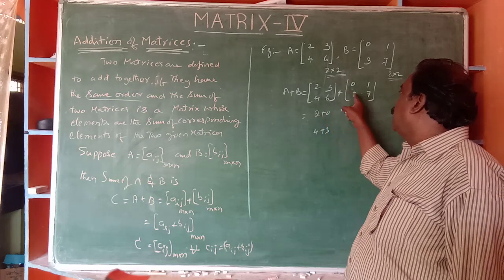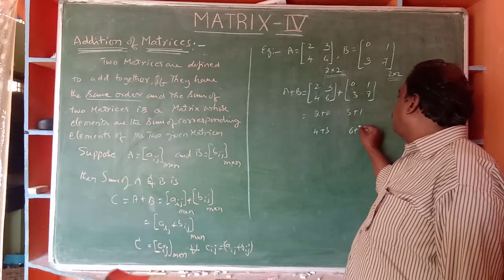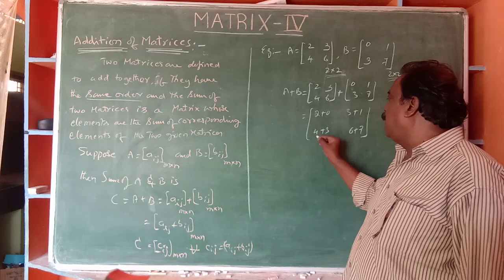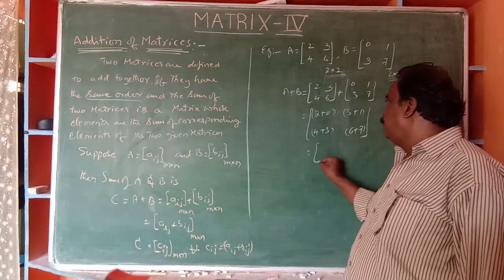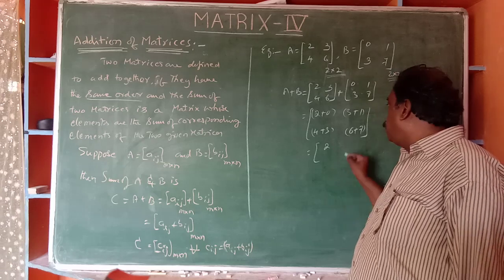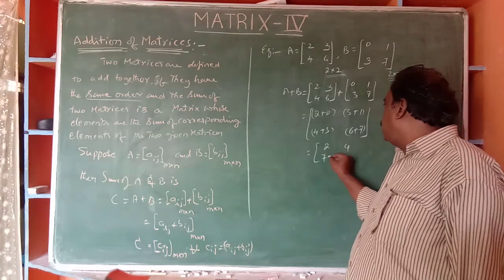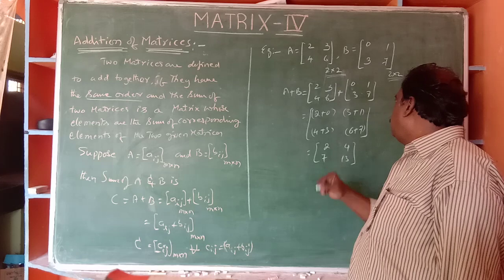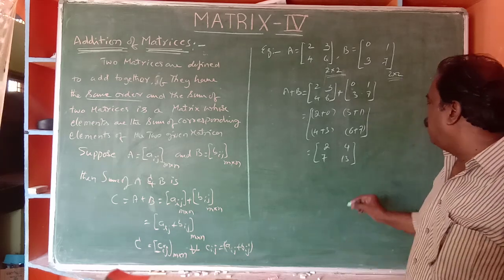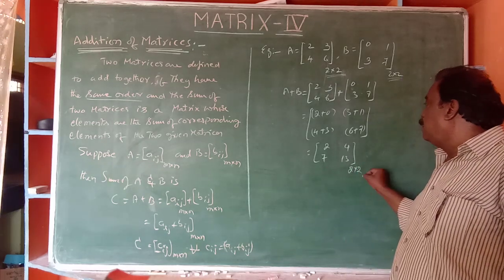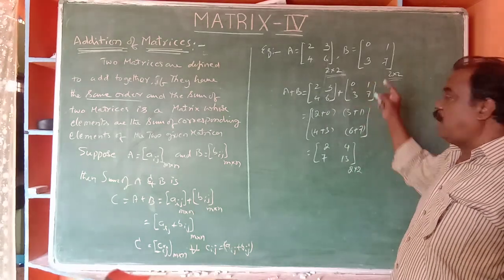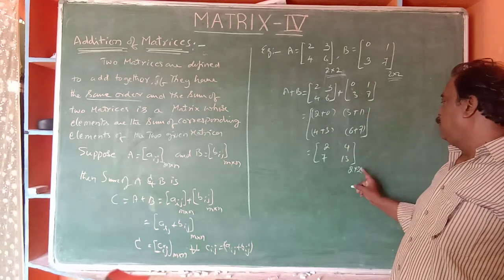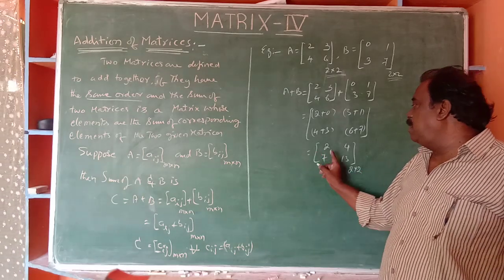4 plus 3 and 6 plus 7. Like that we have to add. So 2 plus 0 is 2, 4, 7, and 13. The resulting matrix is also again the same order. This is the resultant matrix.